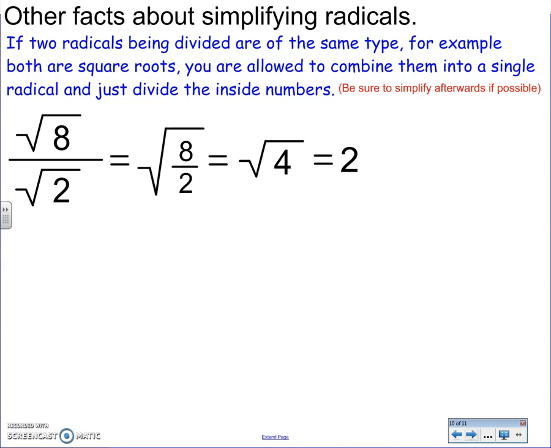This says, what is the square root of 8 divided by the square root of 2? Because they're both square roots, I can say, oh, let's just make it a single square root of the single fraction 8 over 2. Well, you know 8 divided by 2 is 4. And then the square root of 4, that is a perfect square. We know the answer is 2. All right.